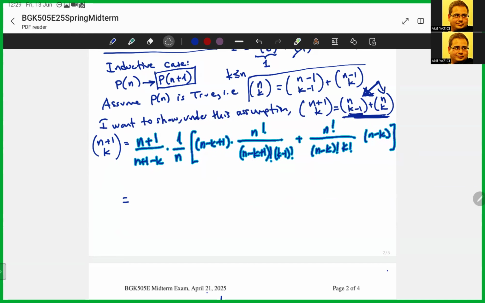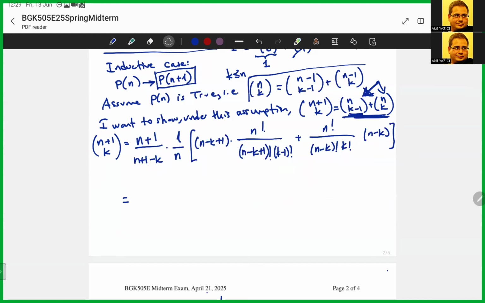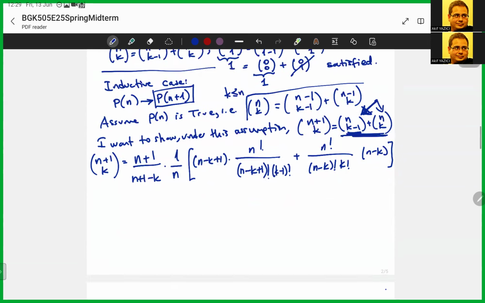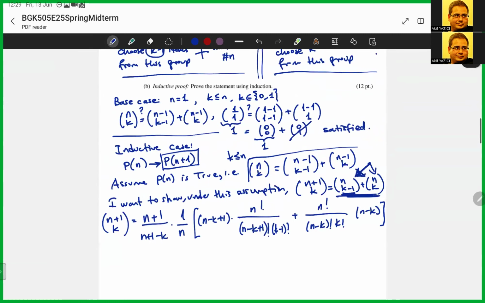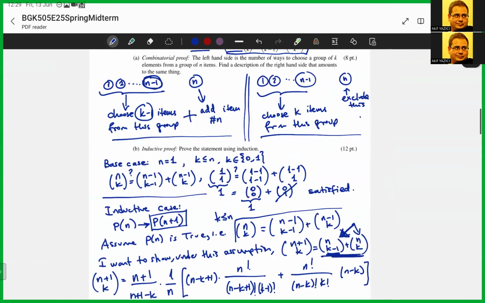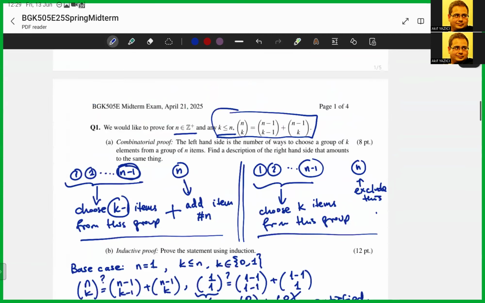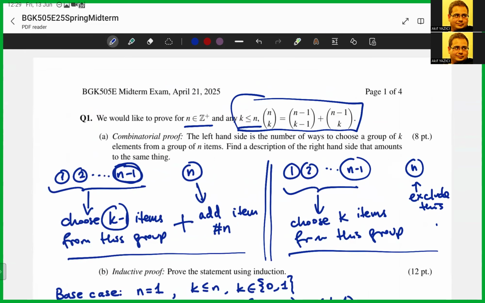So this is what I have at the moment. And let's remember what I'm trying to reach. This is my statement, but I need it for n plus 1. Therefore, here I need n choose k minus 1. And for this one, I need n choose k.